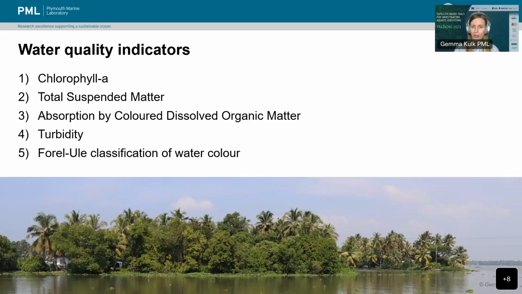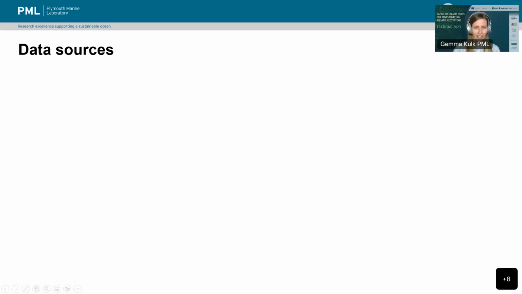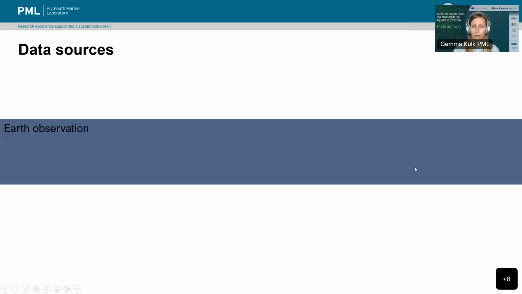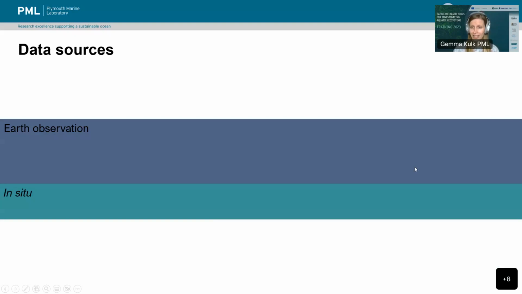Then we have turbidity, a measure of water clarity that is related to chlorophyll A, total suspended matter, and the absorption of colored dissolved organic matter. And then we have the Forel-Ule classification of water color, which ranges from blue to green to brown waters, with blue waters termed as clear waters low in suspended and dissolved materials. And these water quality indicators were obtained from two different data sources: from remote sensing observations from Sentinel-2 and Landsat-8 sensors, and then in situ observations.